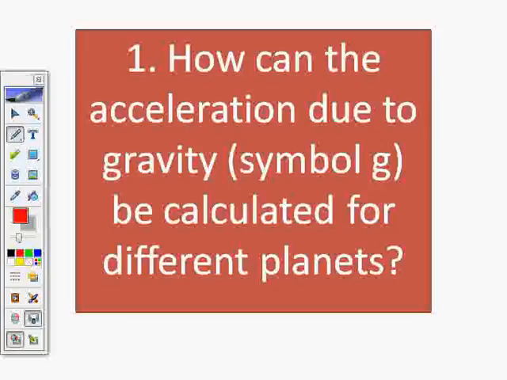How can acceleration due to gravity be calculated? How can the acceleration due to gravity be calculated for different planets? We know what the acceleration due to gravity is on the surface of the Earth. Tiki, what is that acceleration due to gravity on the surface of the Earth? All objects, regardless of mass, when air resistance is not a factor, when dropped, accelerate at what rate? What is the acceleration due to gravity on the surface of the Earth?